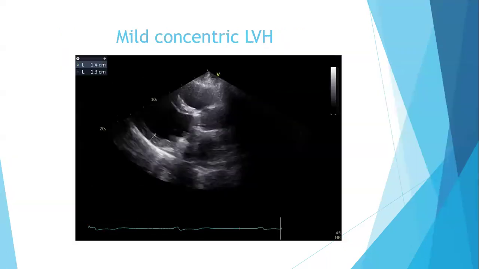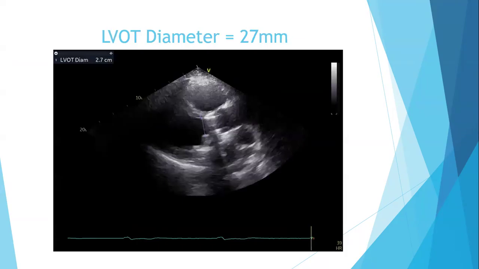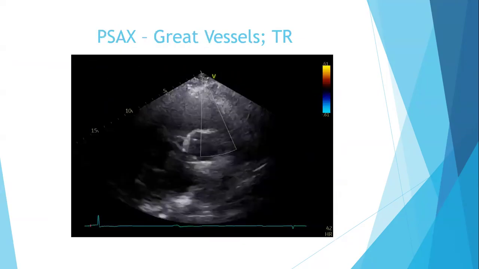This is the concentric LVH, 14 millimeters for the septum and less affecting the posterior wall, for which it was 13 millimeters. This is the LVOT diameter of 27 millimeters, which is essential for the measurements that will be taken over the aortic valve itself.